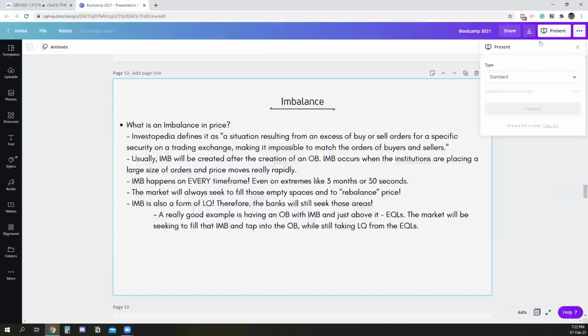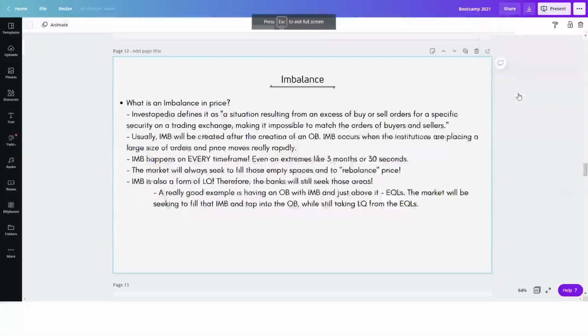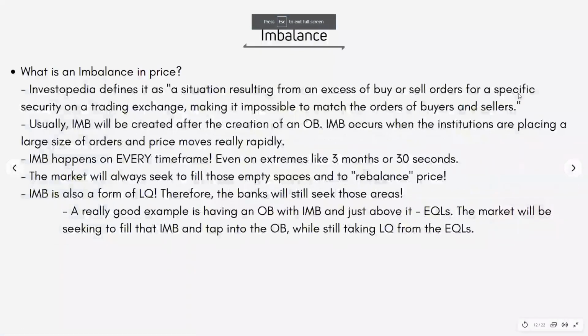Imbalance, right? Let's have a look at imbalance. I think this is something new as well, so let's give it a go. What is imbalance in price? Well, Investopedia defines it as a situation which results from an excess of buy or sell orders for a specific security on a trading exchange, making it impossible to match the orders of buyers or sellers. Keep in note this: making it impossible to match the orders of buyers and sellers.